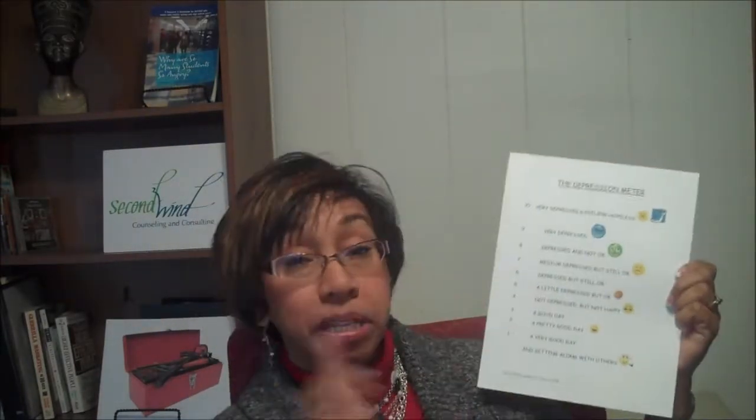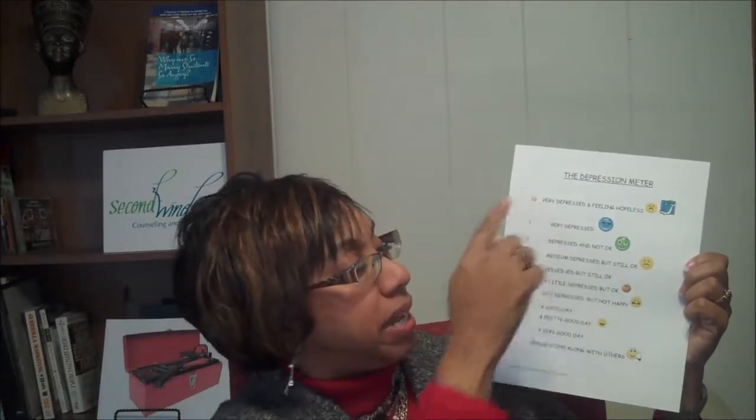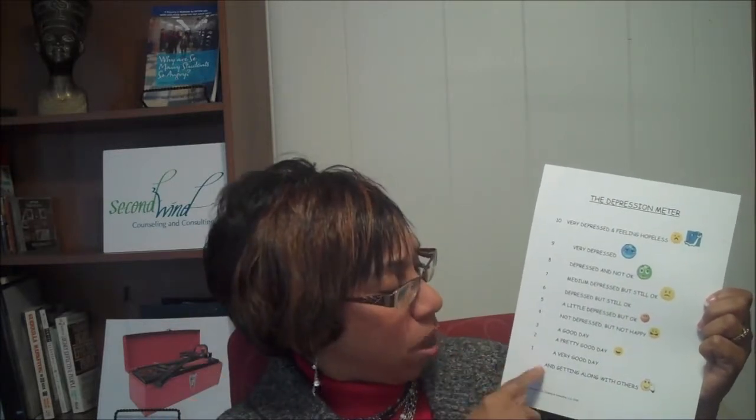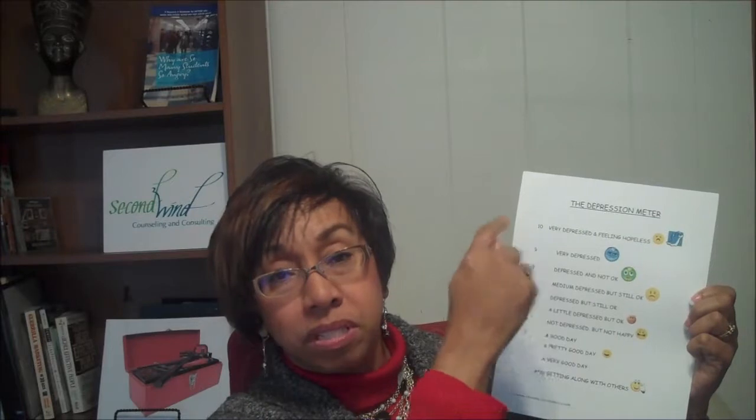I'll do a close-up. All right, so the depression meter is a scale from 1 to 10, with 1 being a very good day. Okay. So the depression meter is a scale from 1 to 10, with 10 being I am very depressed and have thoughts of suicide. Okay, not good. A 1 is a very good day. So it's a scale from 1 to 10 with numbers 1, 2, 3, 4, 5, 6, 7, 8, 9, 10 in between.